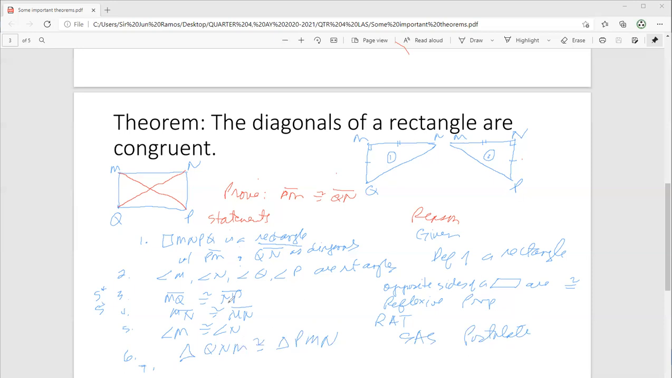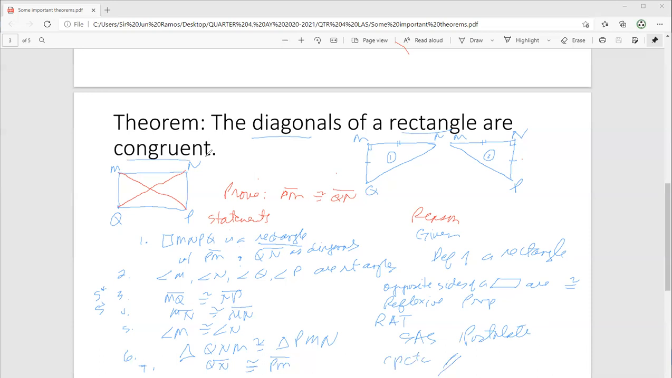And if you have shown those two congruent triangles, we can now say that these corresponding sides, QN is congruent to the side MP or PM. These are your diagonals, okay, by CPCTC. There we have proven that the diagonals of a rectangle are congruent.